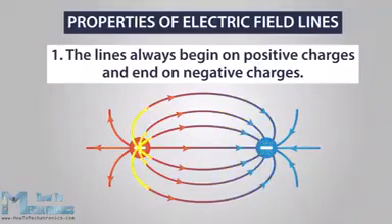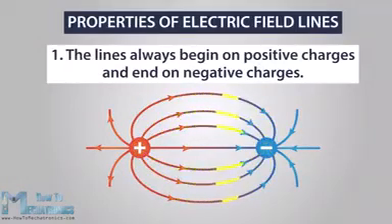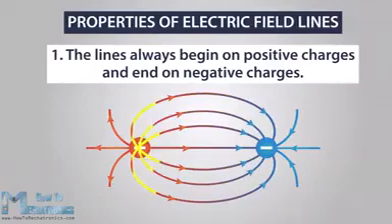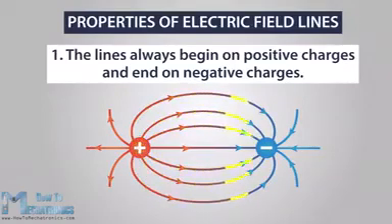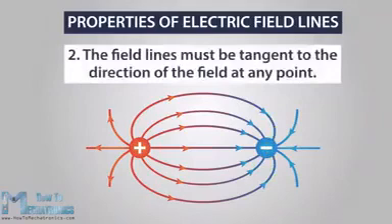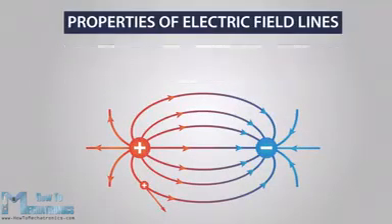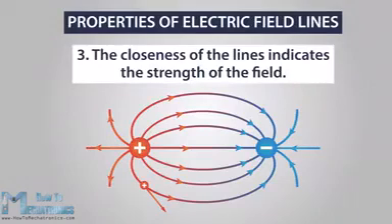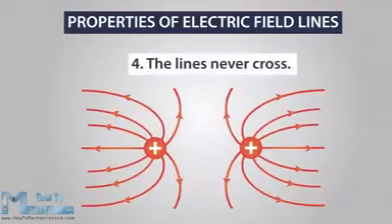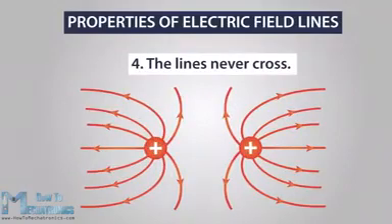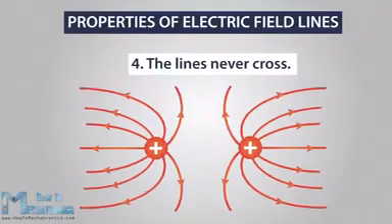We can notice that the same number of lines come out of each particle because the magnitude of their charges is equal and opposite. The field lines must be tangent to the direction of the field at any point. The closeness of the lines indicates the strength of the field. The greater the line density, the greater the magnitude of the field, and opposite. The lines never cross. A charge cannot go in 2 directions at the same time.